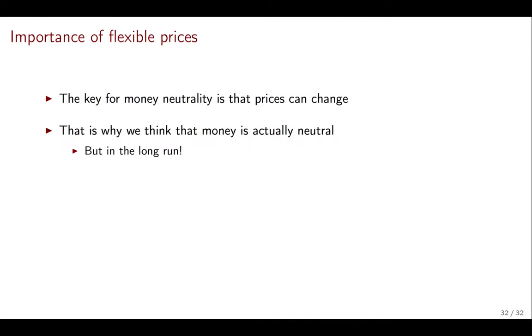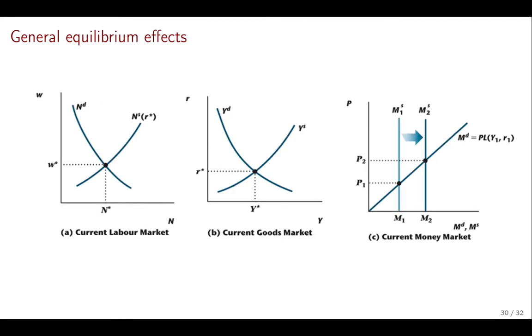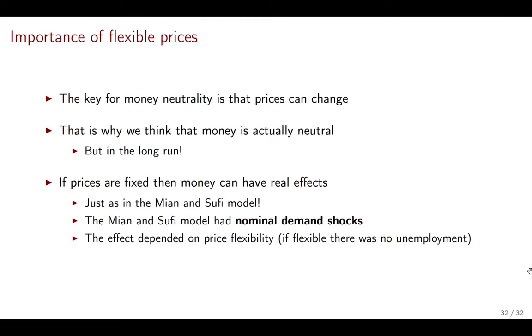Well, it turns out that the key for money neutrality is that prices can change. That is why we think that money is actually neutral, but only in the long run. Let me go back a couple slides. The key here is that if prices can change from P1 to P2 and increase freely when the money supply increases, then prices can absorb the whole change in the market and nobody else has to adjust. The results will be quite different if prices were fixed.